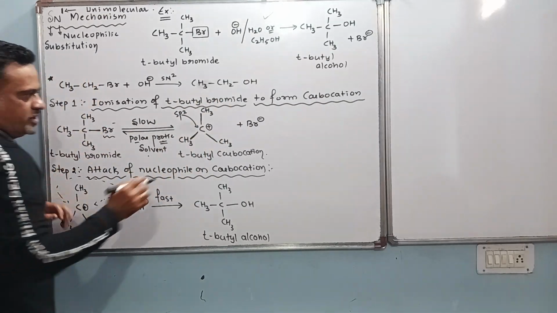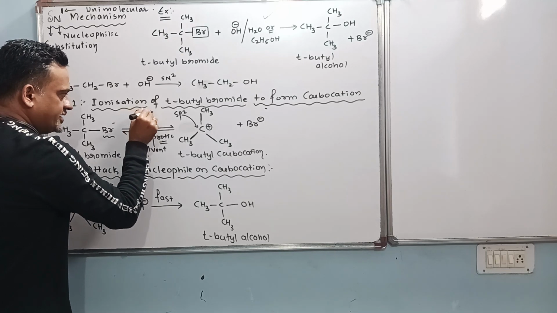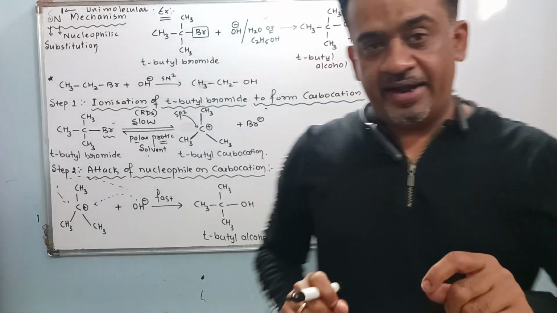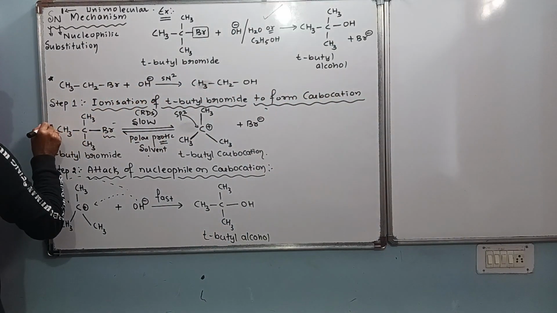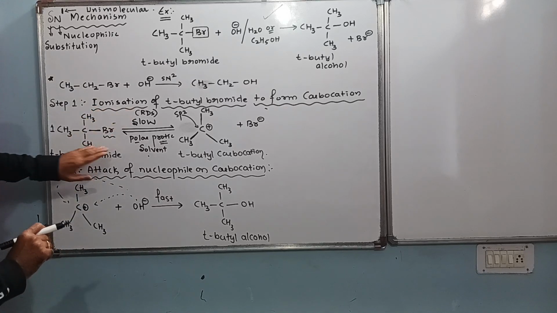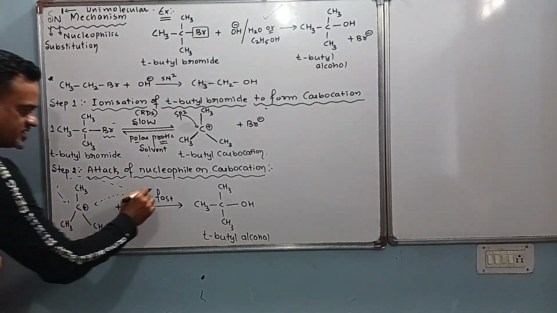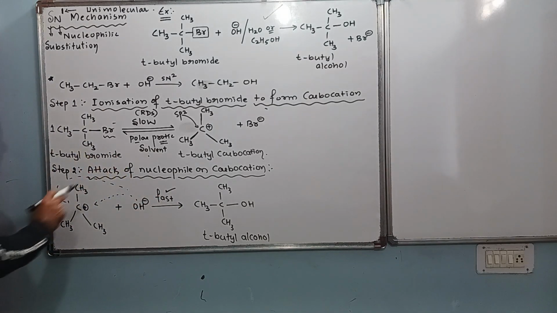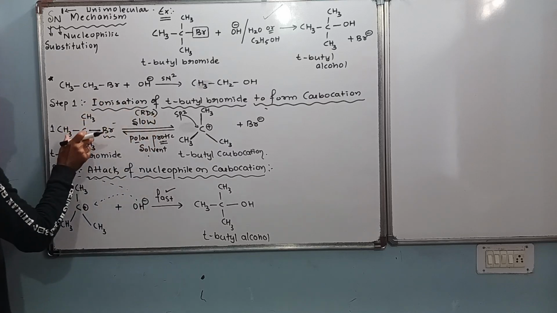First step is slow, therefore first step will be what? First step will be rate determining step. First step is slow, and therefore it is called rate determining step. Now, in the rate determining step, which is the reactant you are having? You are having 1 mole of tertiary butyl bromide. In the rate determining step, you don't have nucleophile. The role of nucleophile is in the second step, which is fast step. Fast step has nothing to do with rate determination. So in the slow step, there is only alkyl halide.